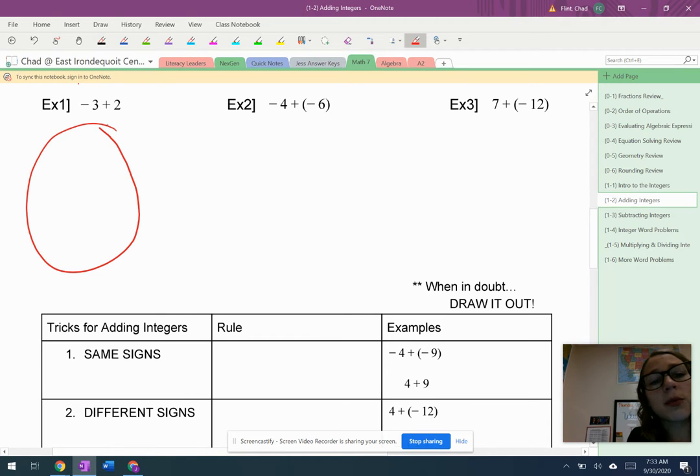So looking at example 1, it's telling me I have -3. If I were thinking about how I could represent -3 in this bubble, I could represent a negative with a negative sign. And I have -3, so I can represent -3 with 3 negative signs. Make sense? Okay. And then it's telling me to add a +2 to it. Well, I can represent +2 with plus signs in my little bubble. So I'm going to put 2 plus signs.